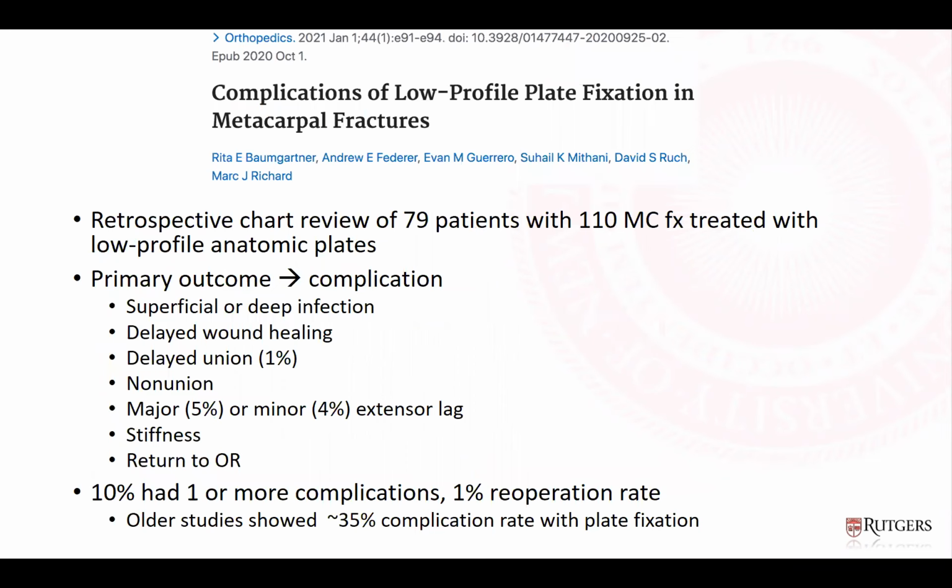This was a recent study out of Orthopaedics that discussed the complication rate of low profile anatomic plates. Historically, ORIF with plates and screws had a roughly 35% complication rate in metacarpal fractures. This study was a retrospective chart review of 79 patients with 110 metacarpal fractures treated with low profile plates. They only showed a 10% complication rate with a roughly 1% reoperation rate, showing that potentially these new lower profile plates are much better tolerated than the older plates.